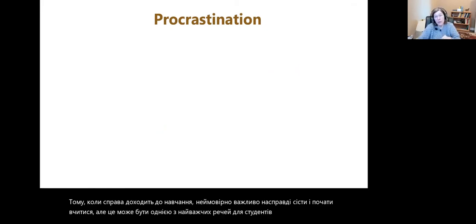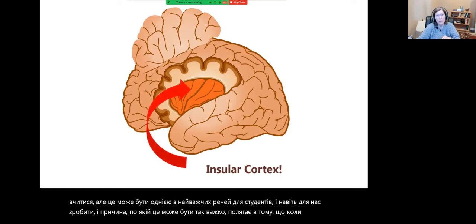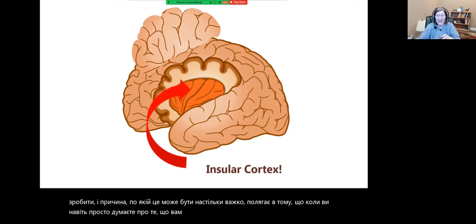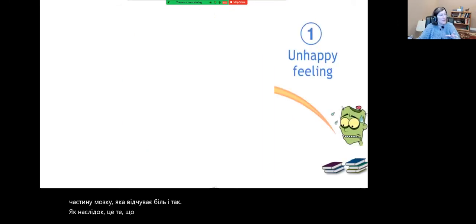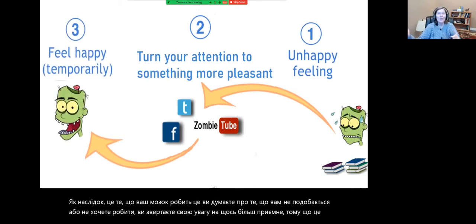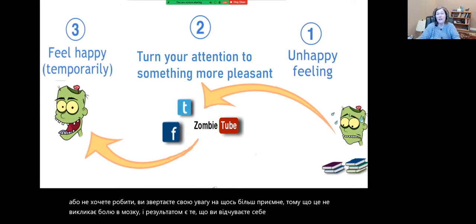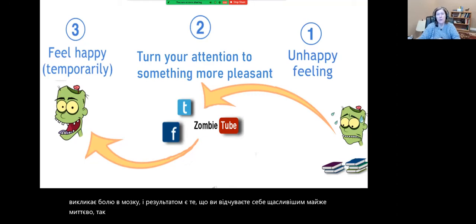And the reason it can be so hard is that when you even just think about something you don't like or don't want to do, it activates a portion of the brain that experiences pain. And so as a consequence, this is what your brain does. You think about something you don't like or don't want to do, you turn your attention to something more pleasant because that doesn't cause the pain in the brain. And the result is that you feel happier almost instantly. So procrastination is probably the most difficult factor for people to overcome when it comes to learning.